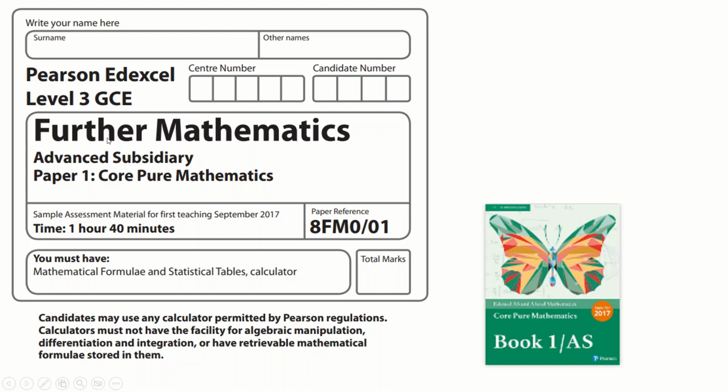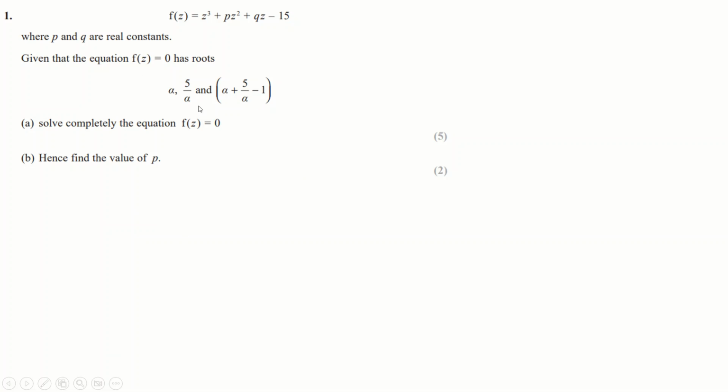This is the Pearson Edexcel AS Core Pure paper, it's actually the sample paper. So just based on this book, and it's 80 marks, 1 hour and 40 minutes, or 100 minutes. Let's get straight into it. So first, we have the root question here.